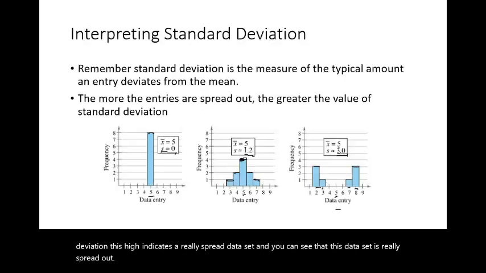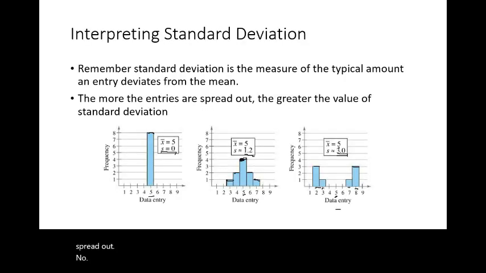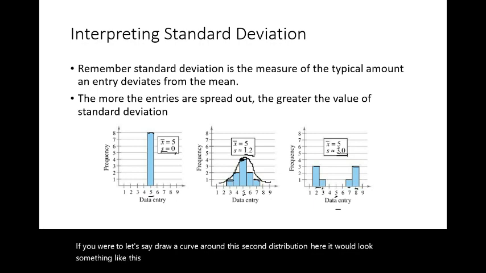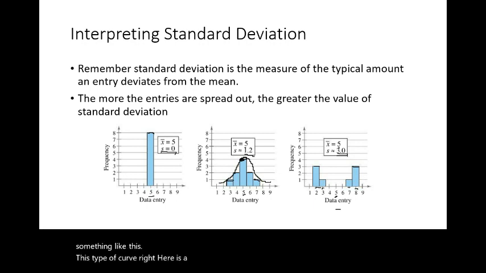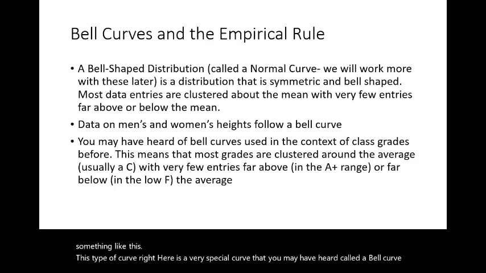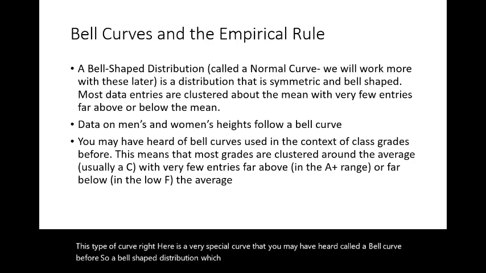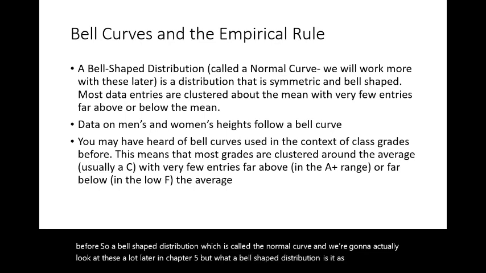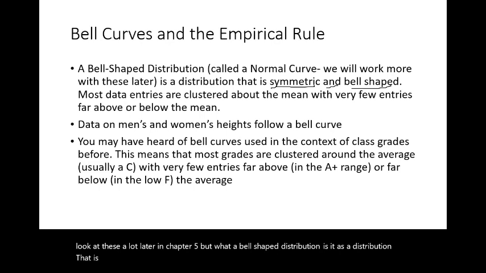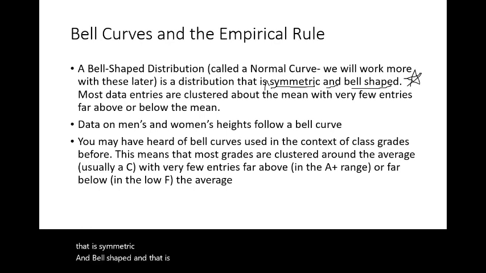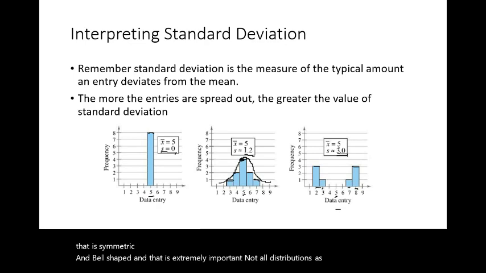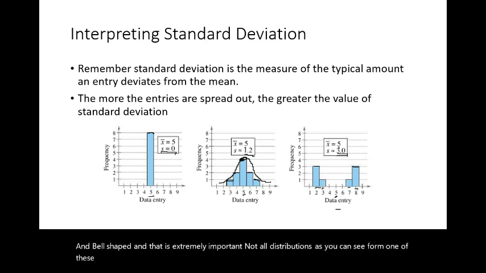Now, if you were to draw a curve around this second distribution here, it would look something like this. This type of curve right here is a very special curve that you may have heard called a bell curve before. So a bell-shaped distribution, which is called a normal curve, and we're going to actually look at these a lot later in Chapter 5. But a bell-shaped distribution is a distribution that is symmetric and bell-shaped, and that is extremely important. Not all distributions, as you can see, form one of these shapes, but there are some distributions that do.